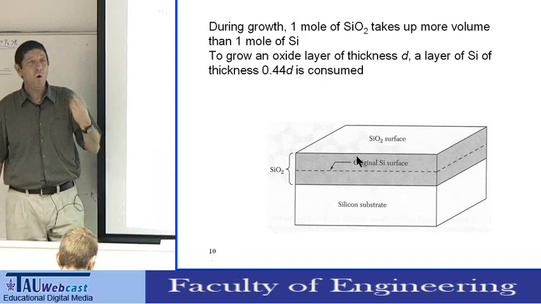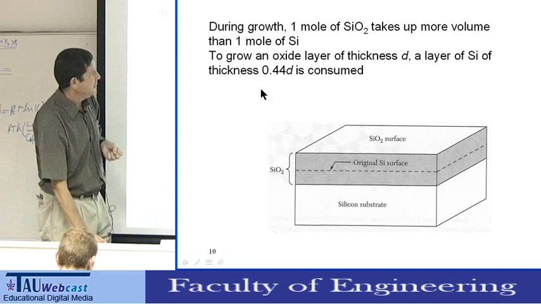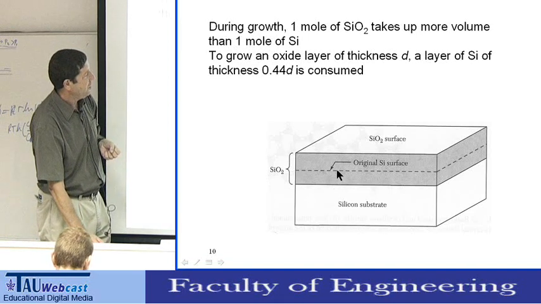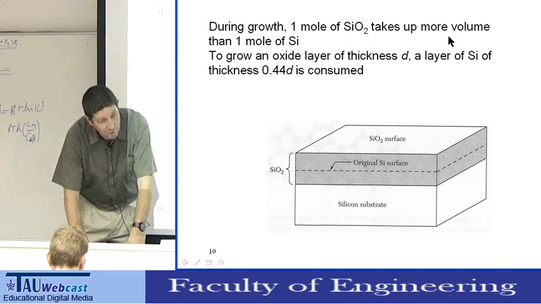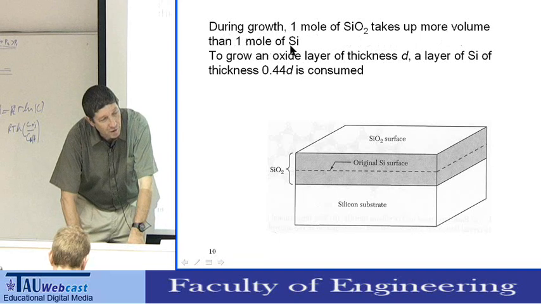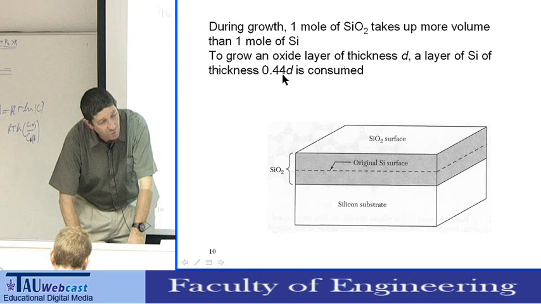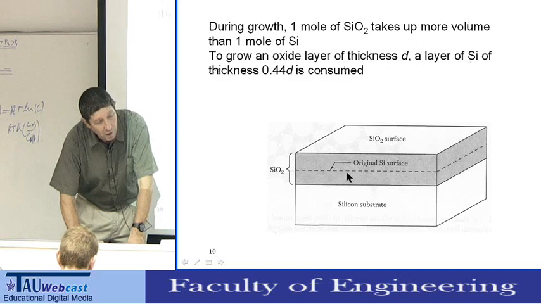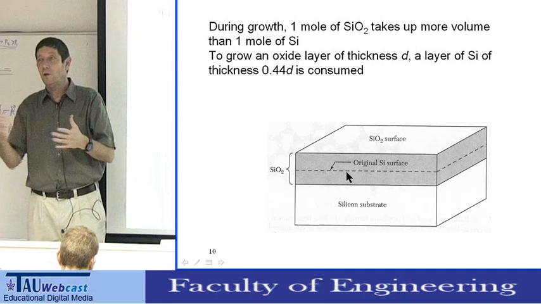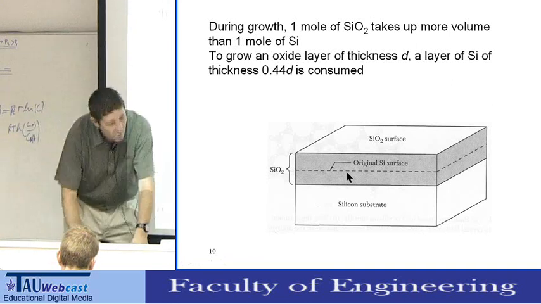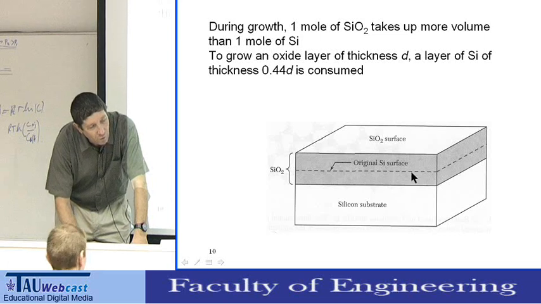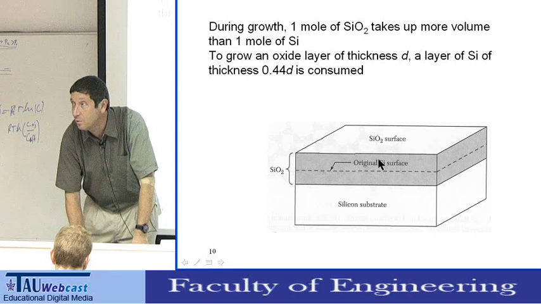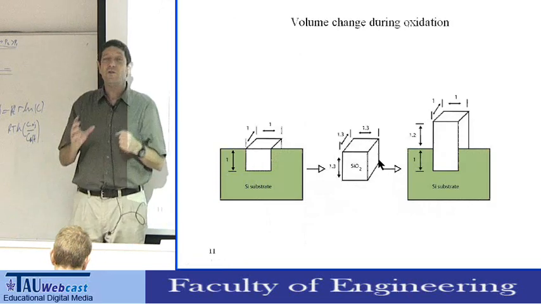Now, when you oxidize silicon, you consume silicon and you generate SiO2. During growth, 1 mole of SiO2 takes up more volume than 1 mole of silicon. To grow an oxide layer of thickness D, a layer of silicon of thickness 0.44 D is consumed, because for every atom of silicon, you add 2 oxygen. So if you consume this volume of silicon, you generate more than twice the volume of SiO2. Now, this causes some stress.